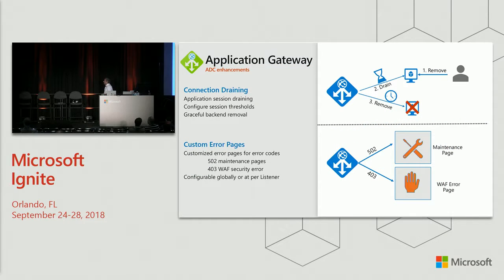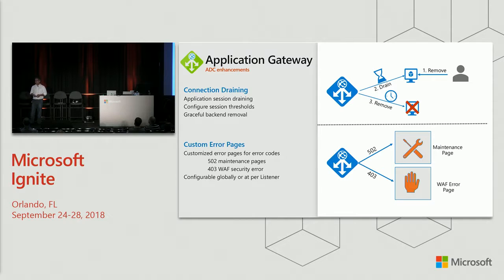Now, I'm talking about two new capabilities which we have launched on the generally available SKU. This is called the standard SKU, and now we have added support for connection draining and custom error pages. Now, the way we do connection draining is that the customer comes and says, not the user of the application, hey, I want to remove this particular server for, let's say, maintenance. So we start that draining process.